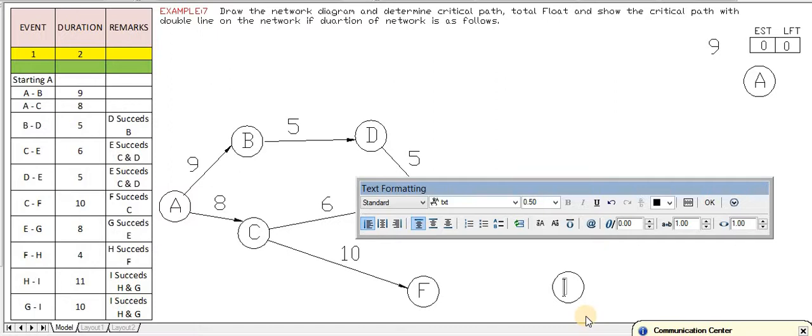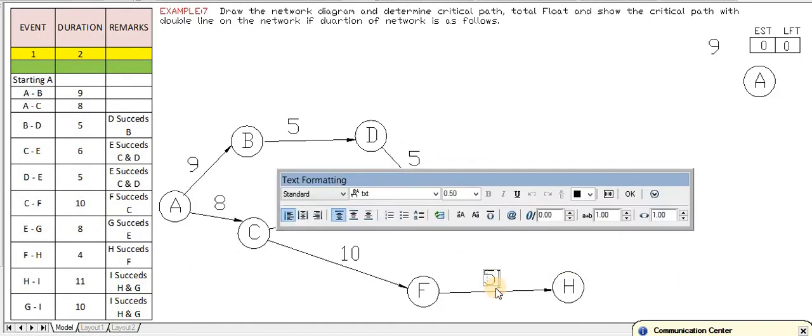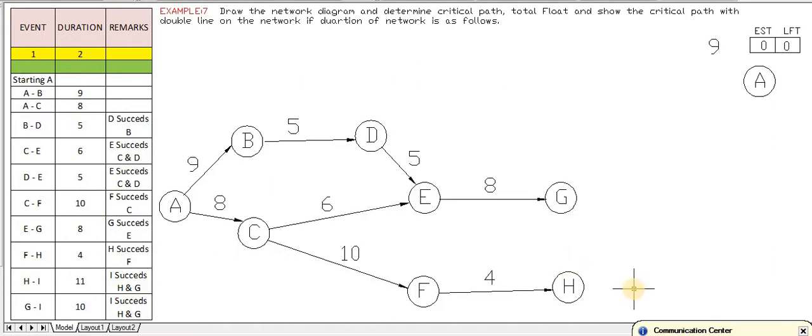F to H, and again we will draw the line. Okay. What about its duration? The F to H has a duration of 4. So we will copy this and edit it to 4. Yes. F to H. What is next?